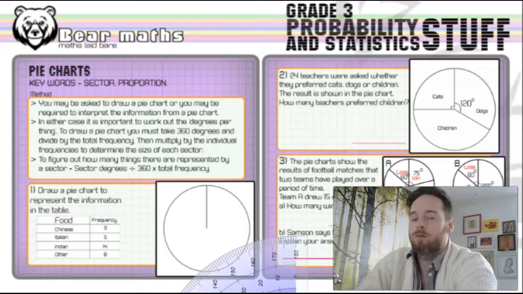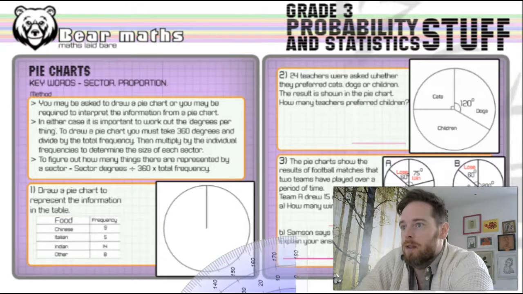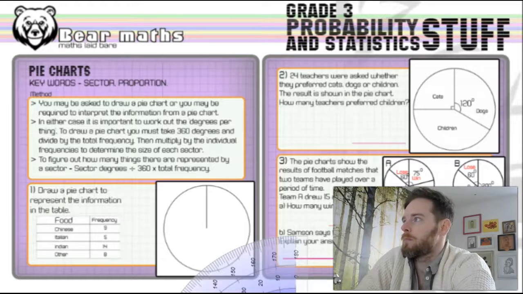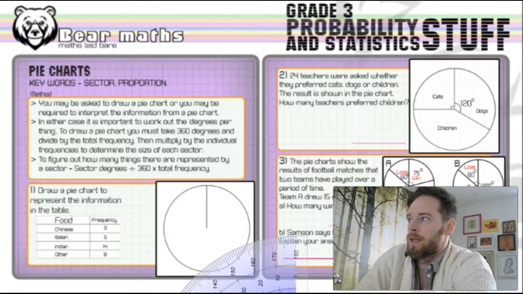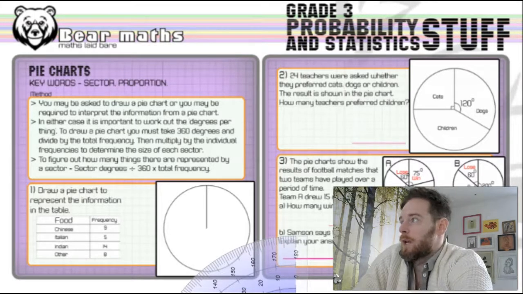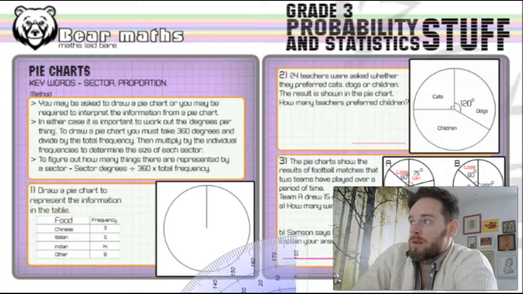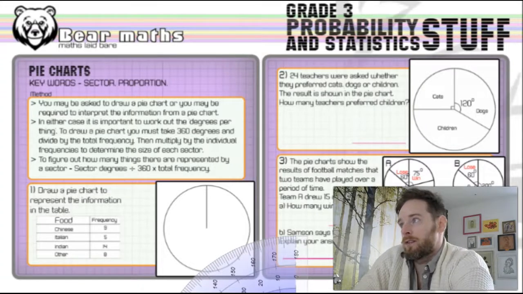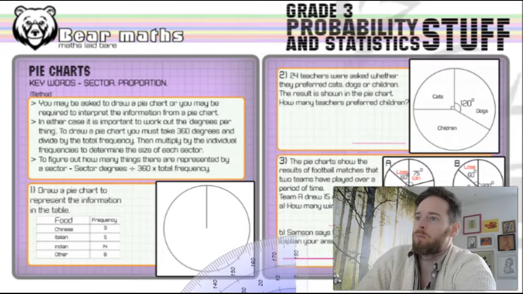Now, you may be asked to draw a pie chart, you might be required to interpret one. In either case, it's always important to work out the degrees per thing. The way you work out degrees per thing is 360 divided by the total number of things, and then you multiply by each individual frequency to work out how many degrees you need to draw your sector in the circle. To figure out how many things there are represented by a sector, you do it the other way around. You do sector degrees divided by 360, and then you multiply by the total frequency.